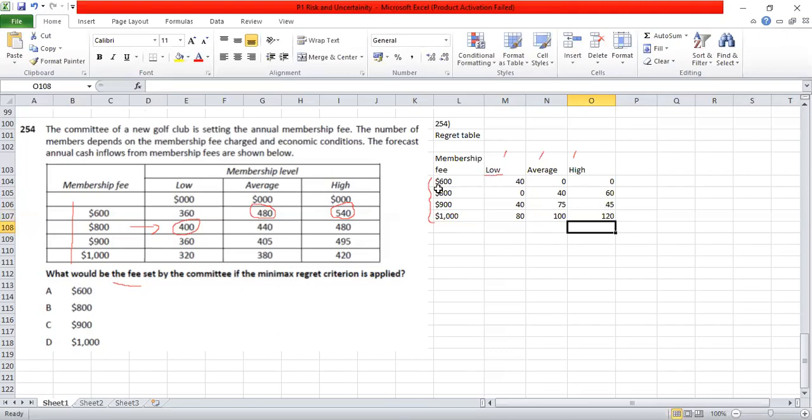The decision is which fee. So when we total it up, the one with the minimum regret is at a fee structure of 600. So the answer is a fee structure of 600.